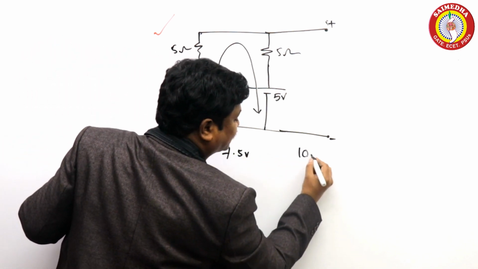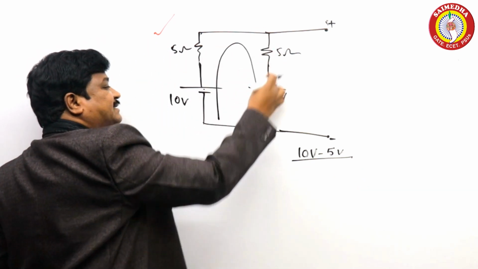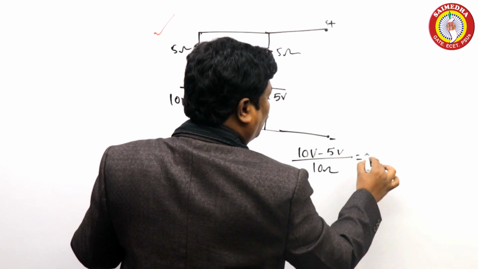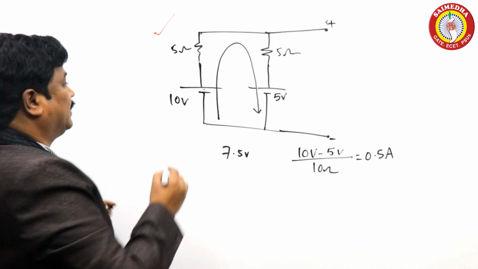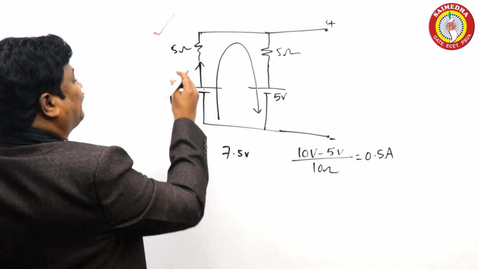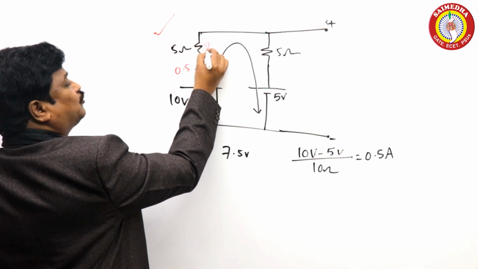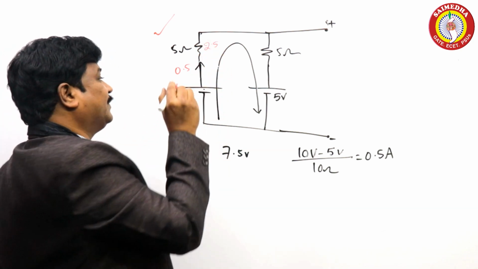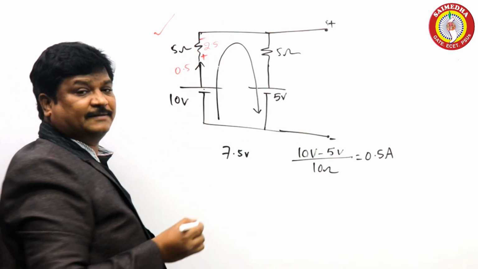So 10 volts minus 5 volts, divided by the total resistance in the circuit, which is 10 ohms. Now the current is 0.5 amperes. The current flowing through this one is 0.5 amperes. 0.5 into 5 is 2.5 volts. How can you select the polarity? The current entering terminal is plus, and the leaving terminal is minus.